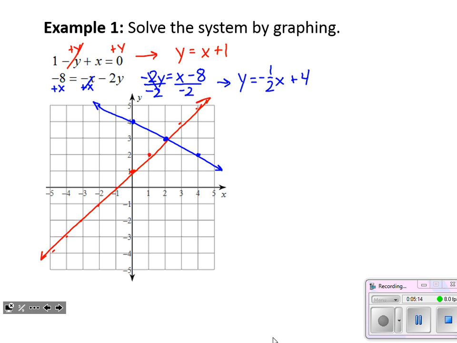All right, now we've got the graph drawn, but we haven't solved it, right? We need an answer expressed. This is our solution point where those graphs intersect. So our solution is the point, the ordered pair, 2, 3. Not x equals 2, y equals 3, but the ordered pair solution.